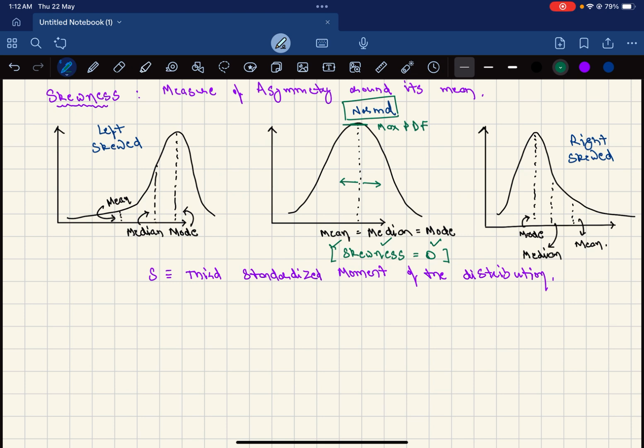Now if we look at the left one here, which is an example of a left skewed distribution, we see that there is a tail on the left side in this particular distribution.